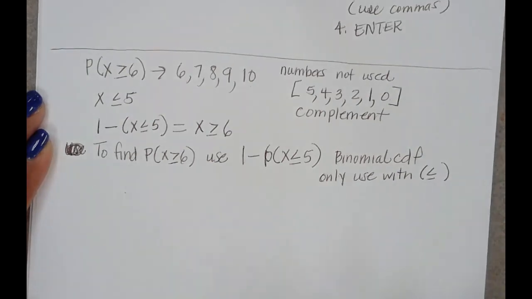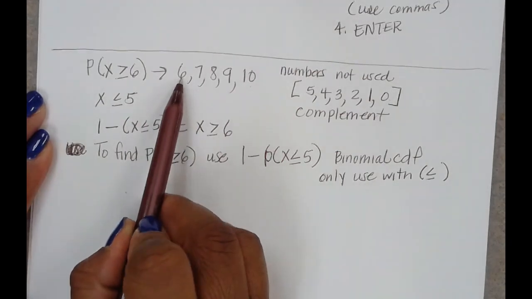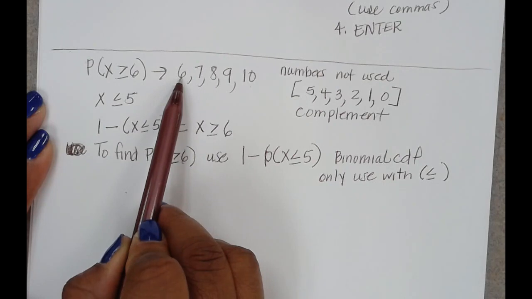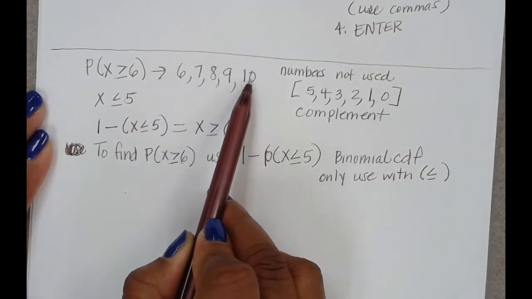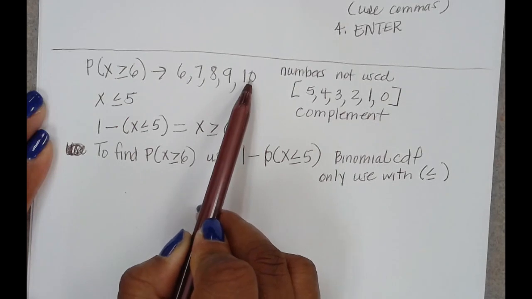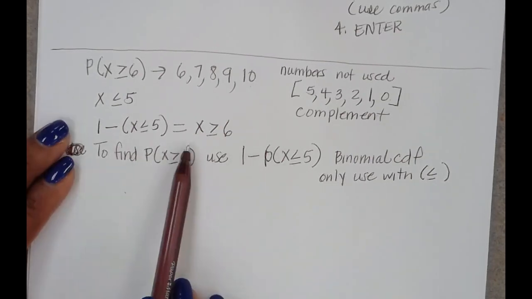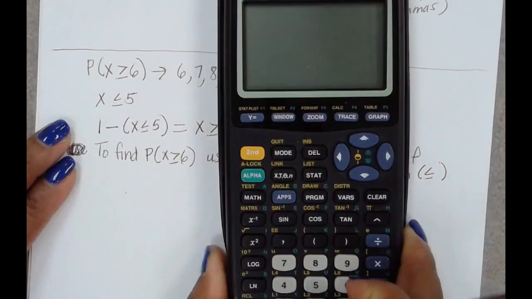Alright, let me remind you, you can go in and do what we did earlier and find the probability of exactly 6, exactly 7, exactly 8, exactly 9, exactly 10, and add those up using the binomial PDF. Or we can use this method and use the binomial CDF. So let's go to our calculator.